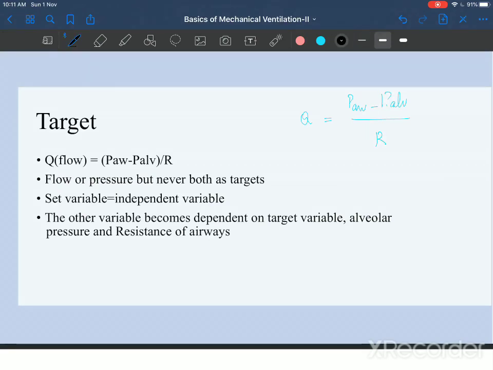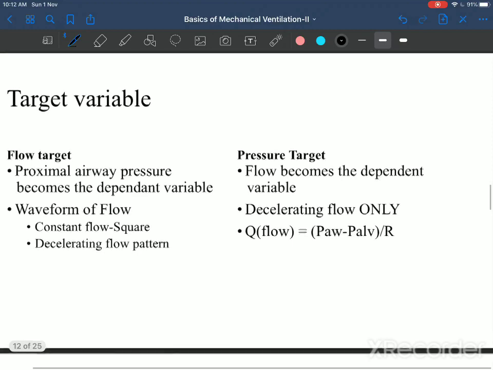So if I put flow as the target, this becomes the independent variable. It is not going to change based upon the pulmonary mechanics. What does change is your airway pressure as a measure of your resistance. Got my point? So that becomes the dependent variable. Let us see that in more detail.